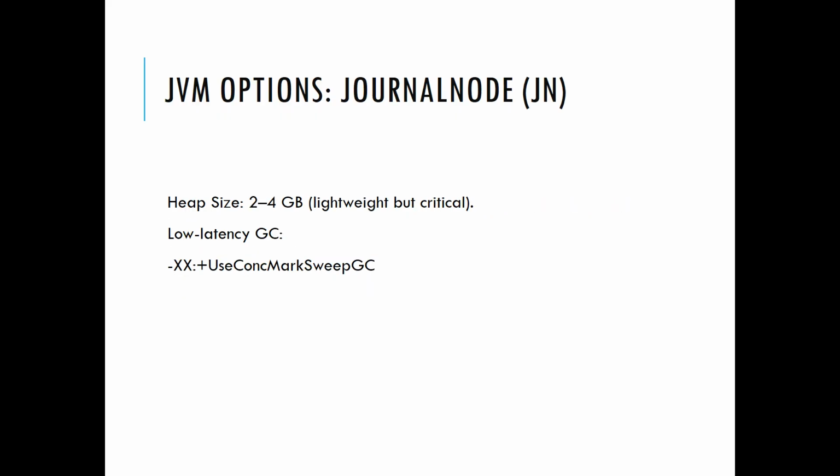JournalNode is relatively lightweight but plays a critical role in high availability setups. Configure its heap between 2 and 4 GB. For low latency garbage collection, use the Concurrent Mark Sweep garbage collector by adding the flag -XX:+UseConcMarkSweepGC. Despite its slight load, tuning JournalNode helps prevent write slowdowns during NameNode failover or edit synchronization.